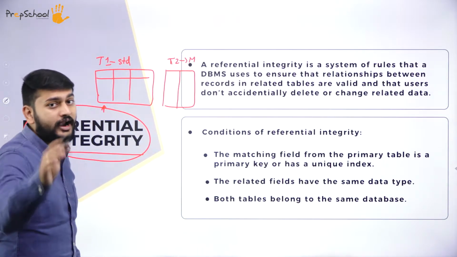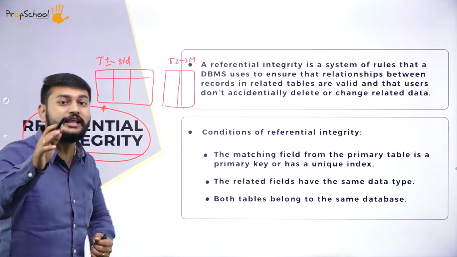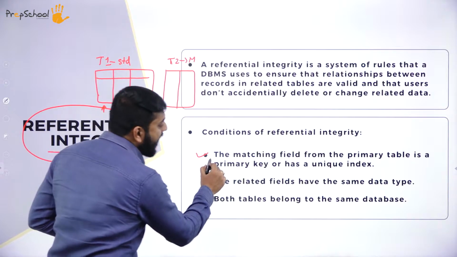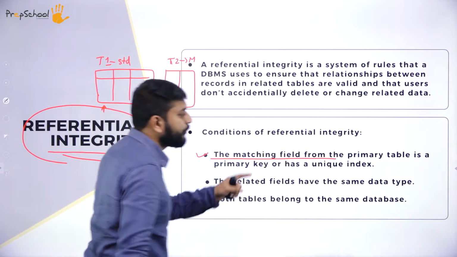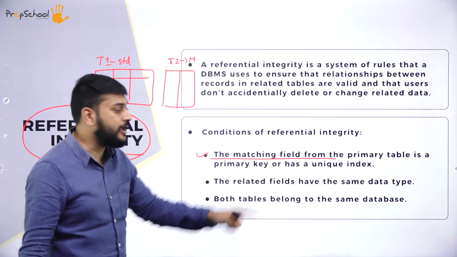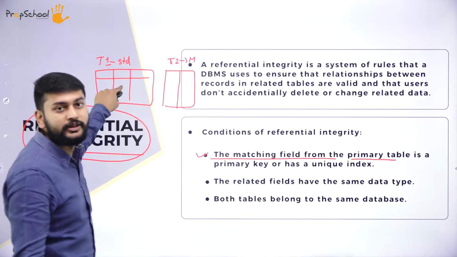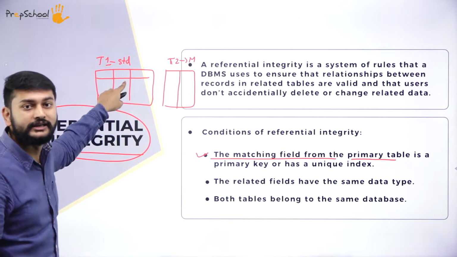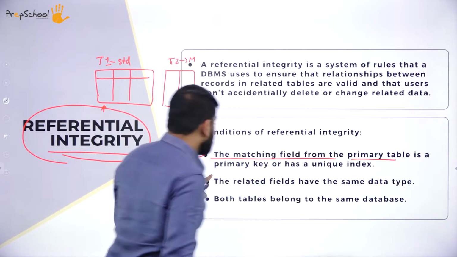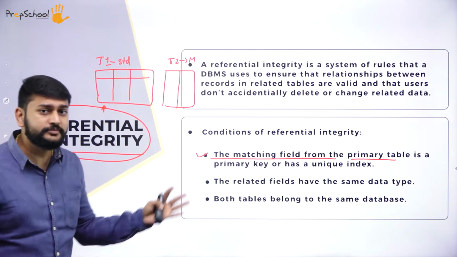So guys, what are the conditions that I have when I want to deal with referential integrity? Please understand one by one. The first one is the matching of field from the primary table. Primary table in the sense this table; the parent table is what I'm calling the primary table. The matching field in the primary table is a primary key, which has a unique index. What is the meaning of it?